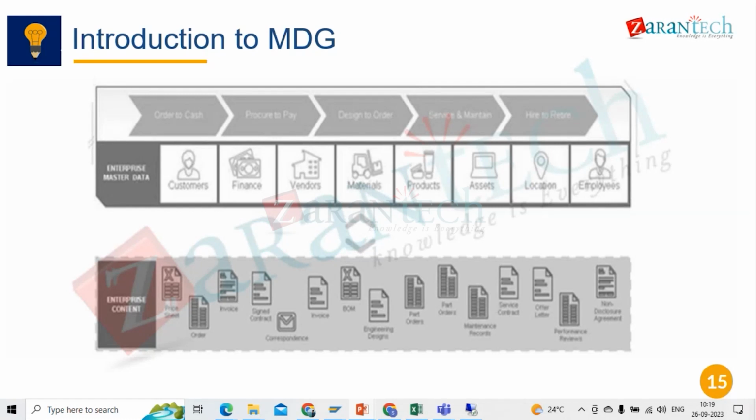To avoid such kind of issues, to avoid such kind of revenue loss for your companies, we are going to use the MDG system with central governance. And also we are going to maintain a single source of truth for all master data.